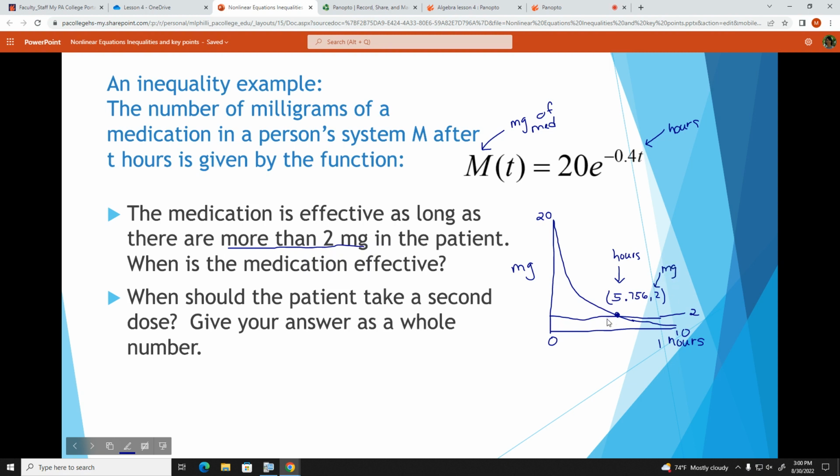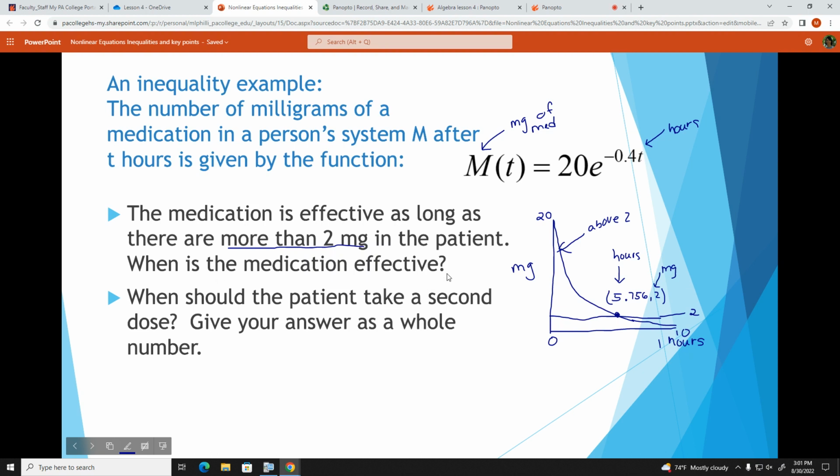So the medication is effective as long as there are more than 2. So more than is that idea of greater than. So this medication is effective if the value for the function is greater than 2. And I can see that this area up here is larger than 2. So this whole section is above 2. And then here at the 5.756 hours, it's exactly 2. And after that, it's less than 2.